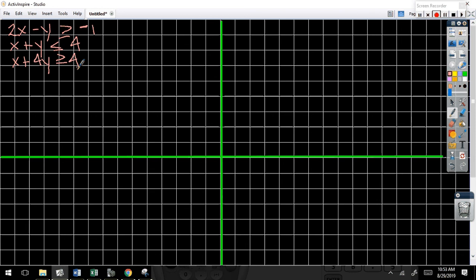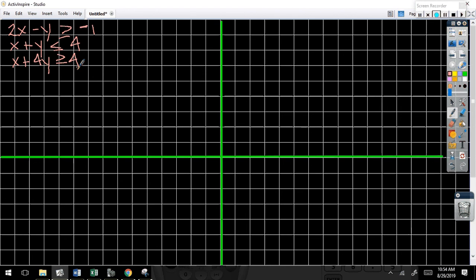I am going to be very, very nice to you, though, and allow you to use your calculator to solve the intersection points graphically. Or you can always do it algebraically, but I'll help you. But let's go through first. I'm going to show you. We're going to do it together.